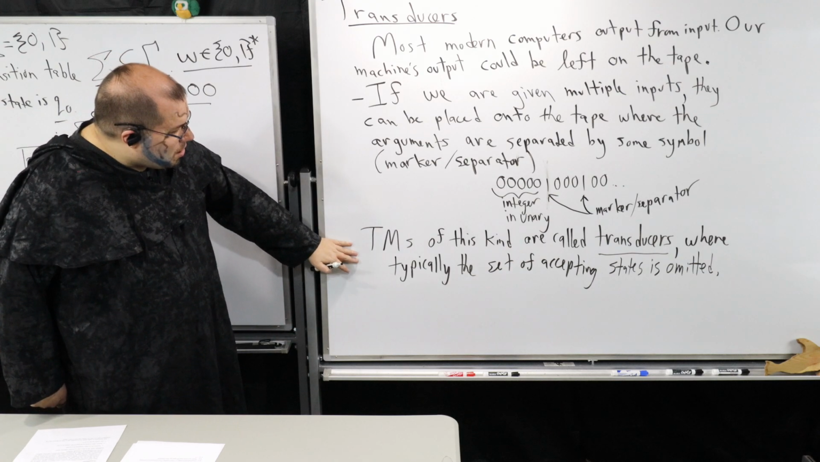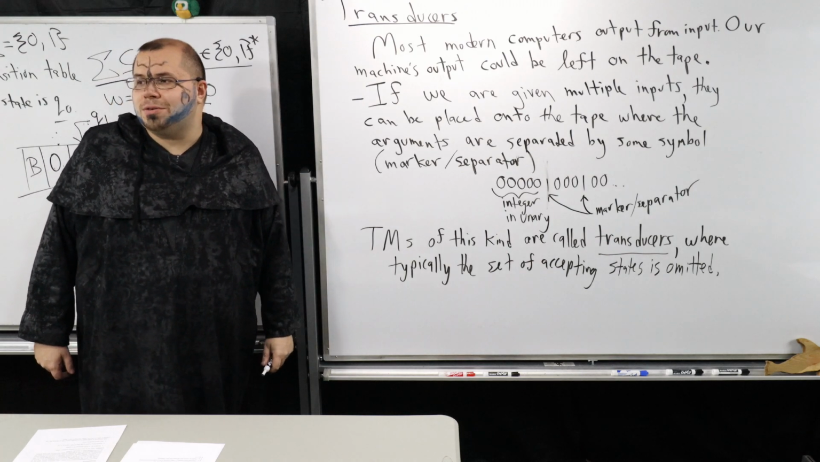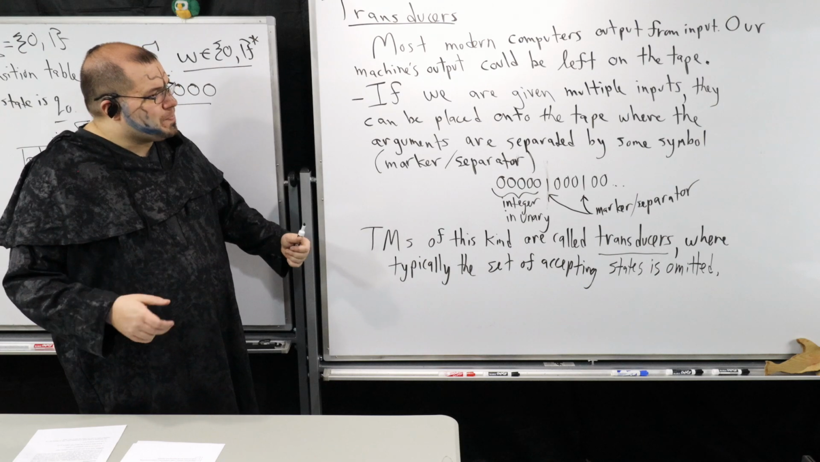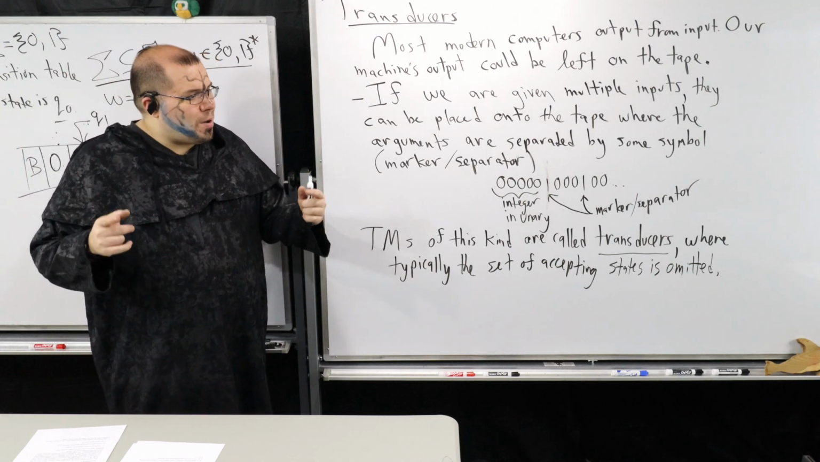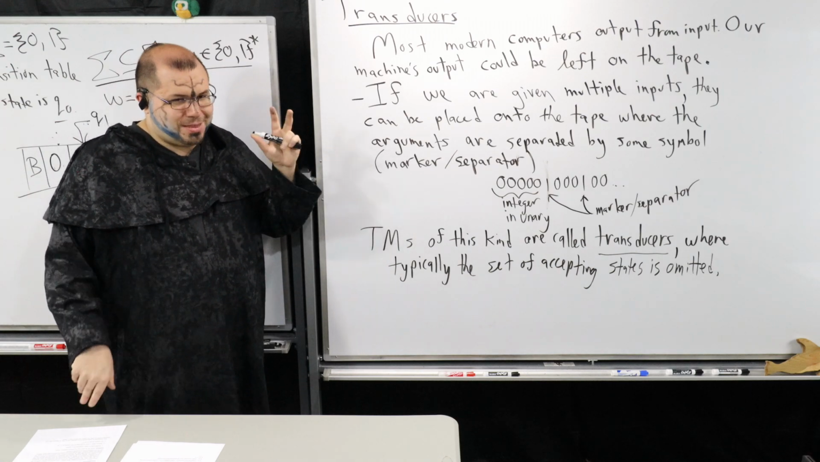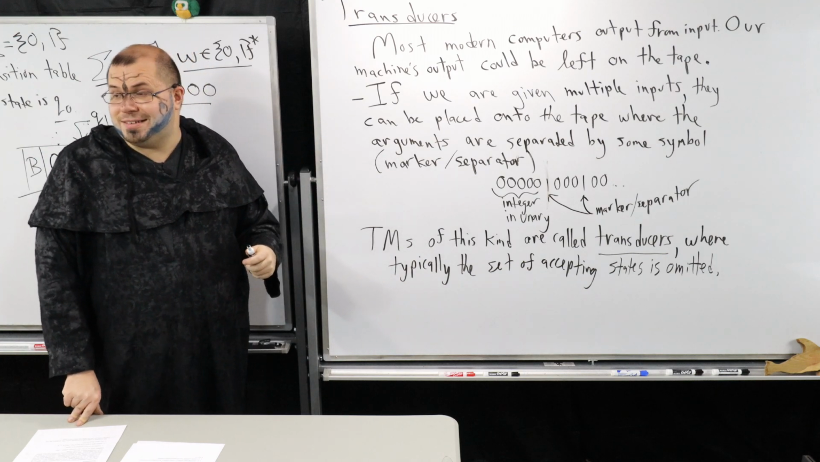But we call these things, like I said, transducers. And typically we just ignore the final states. So usually when I define a transducer, I will not tell you what the final states are. All I care about is that when this machine halts, the output on the tape matches what I think it should. So I'll give you a couple of examples of this today.